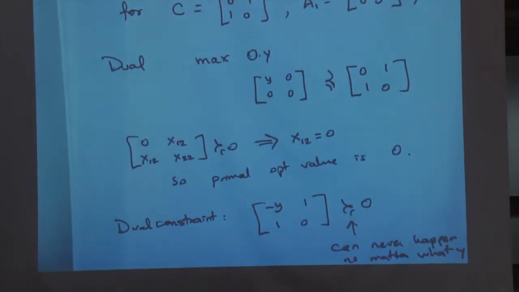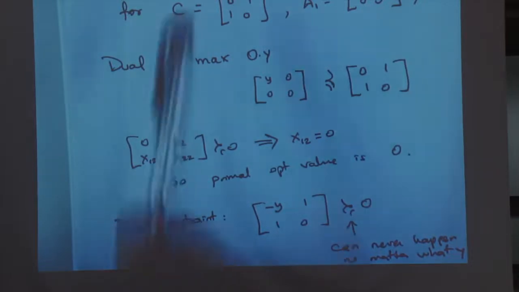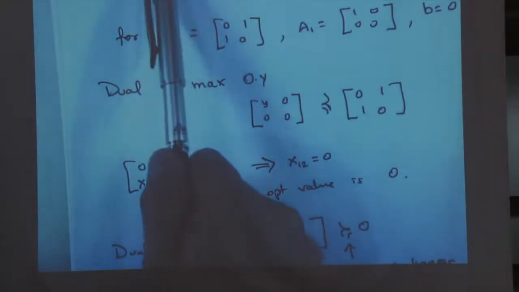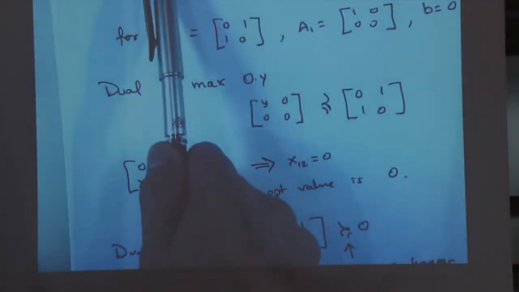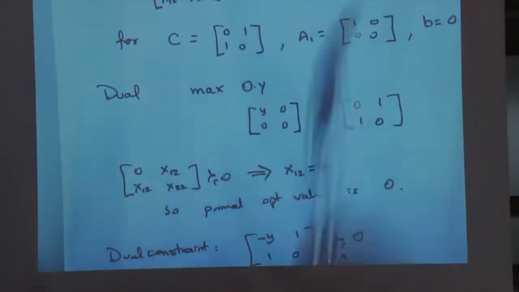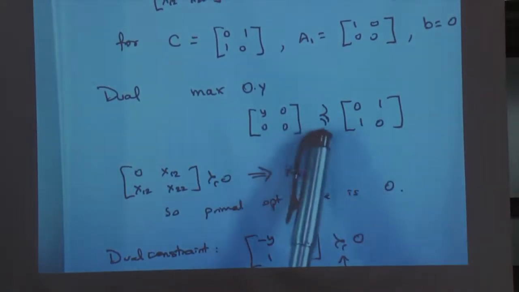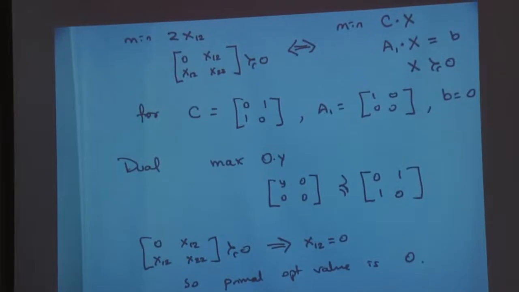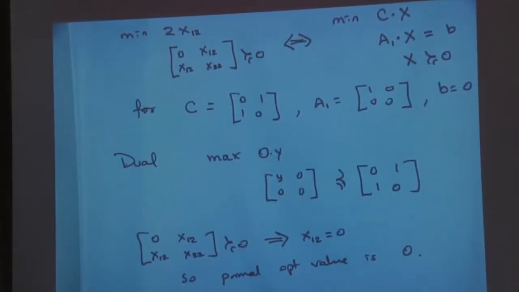This is the strange pathology here. The primal problem is perfectly fine: bounded, feasible, and it has an optimal solution, 0. Whereas the dual problem, in this case, is infeasible. So this is the first example.